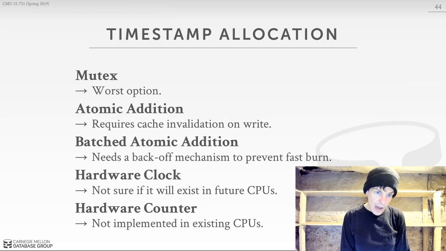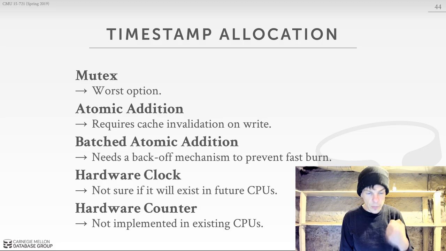The next issue we're going to have is how to allocate timestamps. We saw this when we talked about timestamp ordering. As you increase the core count, all your transactions are trying to acquire a timestamp from a single global shared resource, and that ends up becoming a bottleneck. I won't talk too much about this right now, but it's going to come up multiple times throughout the semester: how we do efficient resource sharing, or critical sections where multiple threads may be trying to read or write some piece of memory.